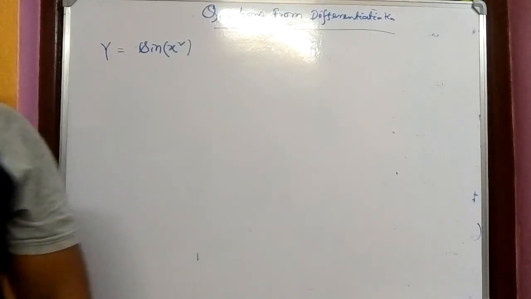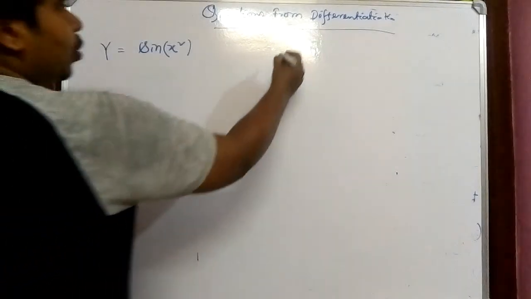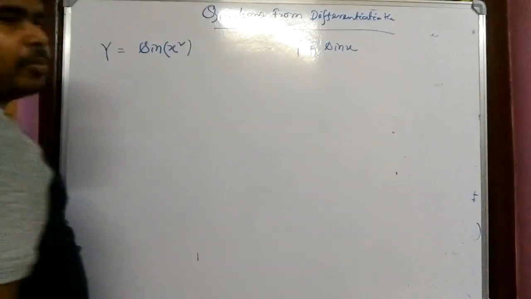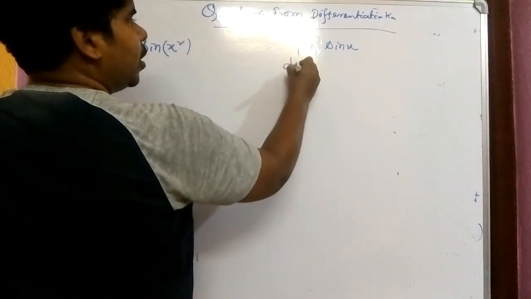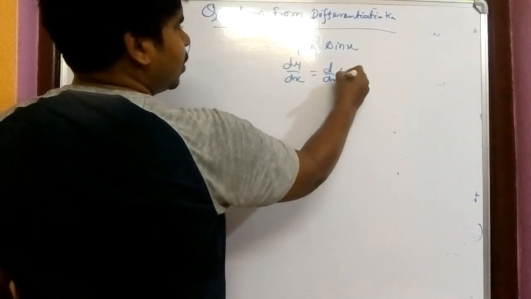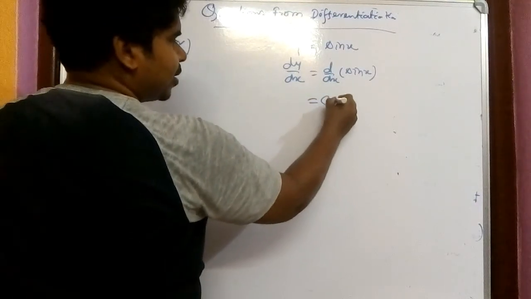If it is given sine x square and it is told to you that you have to find dy by dx, how you have to do it? If it is given to you y equals sine x, then you might be telling that it is very easy and we have done it earlier, that dy by dx is equal to d dx of sine x, and we have to write directly cos x.